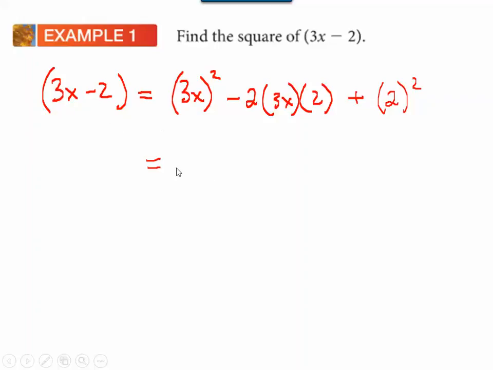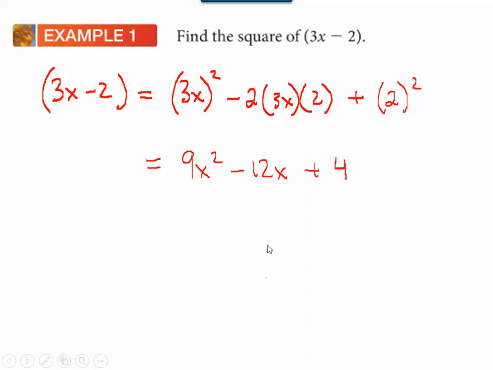So 3x squared gives a 9x squared. Minus, and then we're going to take the 3x and the 2, that's 6x. Double that gives you 12x. Plus, take the 2, square that, and you're done. I think I like that a little faster.